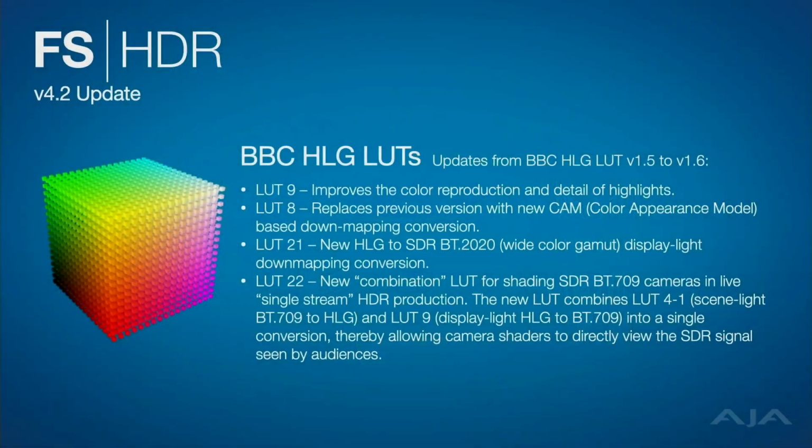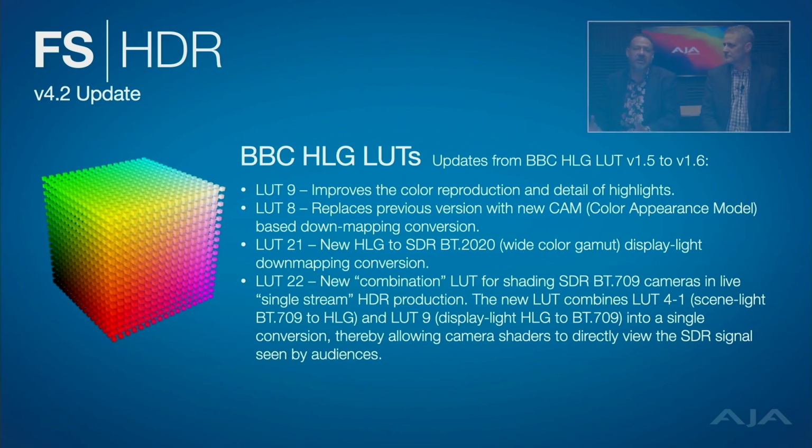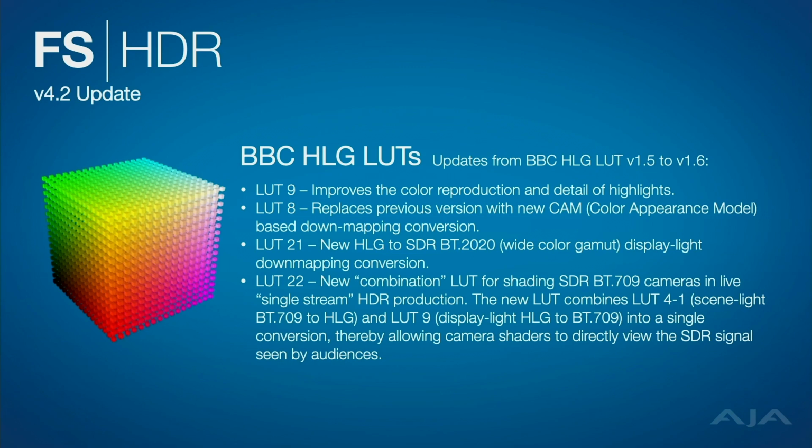Updated BBC HLG LUTs, we go from version 1.5 to 1.6. So the BBC team have been working extremely hard over the last year or two, trying to update the HLG LUTs for a lot of scenarios, which is why you're going to find a range of them here. LUT 9, for instance, has been used a lot for great color reproduction and details within highlights. You've got a combination LUT going on with LUT 22, for instance, and they're trying to do their best to also pull out more from the newer cameras and sensors again.